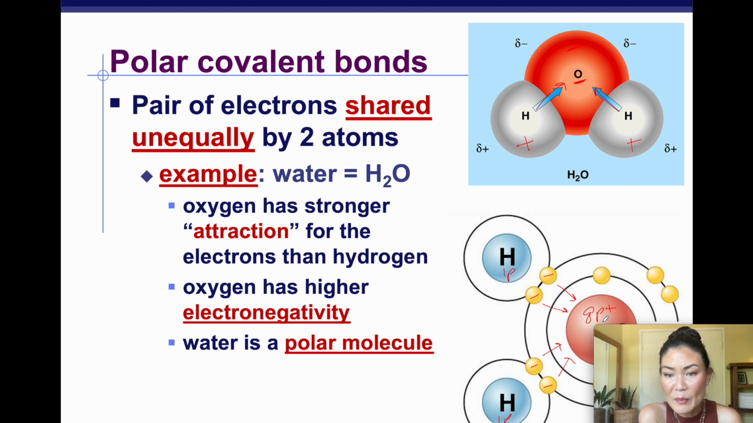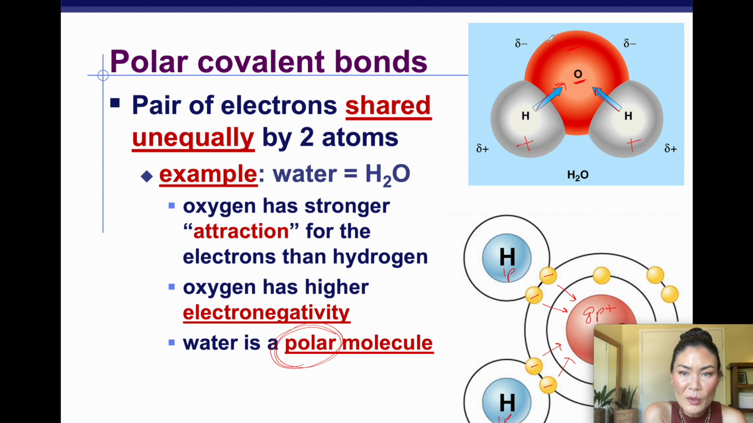They're going to spend more time with the oxygen than the hydrogen, so it leads to a polar molecule. Anytime there's a polar covalent bond, it makes the molecule polar, okay? When you think of polar, think of the North Pole and South Pole. The Earth has the North Pole and South Pole, opposite ends, okay?